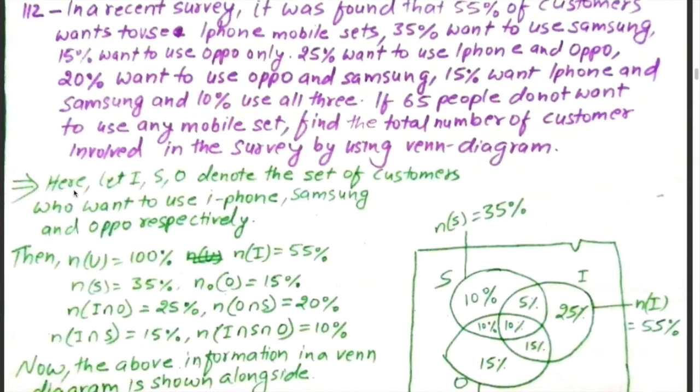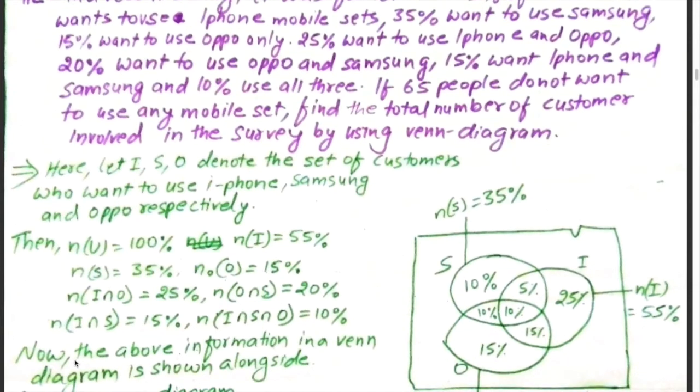Here is the solution. Let I, S, O denote the sets of customers who want to use iPhone, Samsung, and Oppo respectively. Then n(U) equals 100%, n(I) equals 55%, n(S) equals 35%, n(O only) equals 15%, n(I ∩ O) equals 25%, and n(O ∩ S) equals 20%. Here n(I ∩ S) equals 15%. Here n(I ∩ S ∩ O) equals 10%. Now the above information is shown in a Venn diagram alongside.